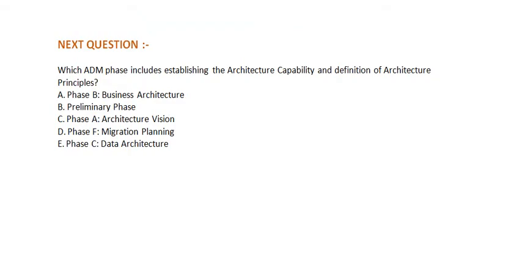Option C, phase A, architecture vision. Option D, phase F, migration planning. And option E, phase C, data architecture. The correct answer is option B.